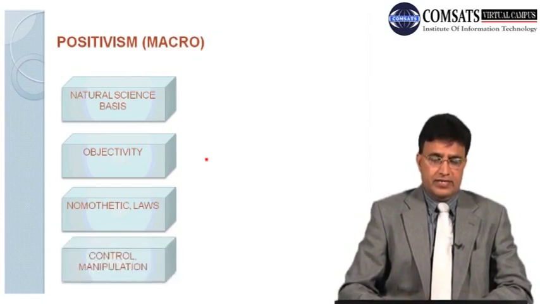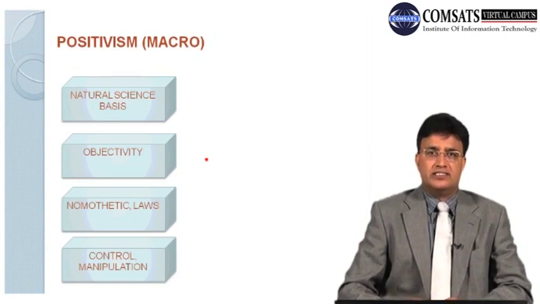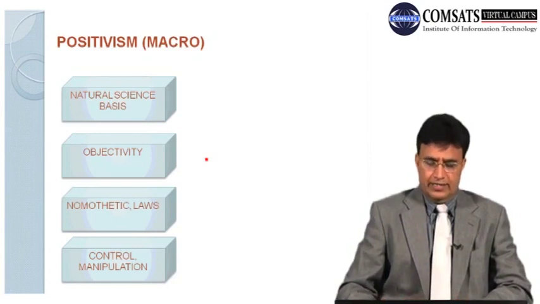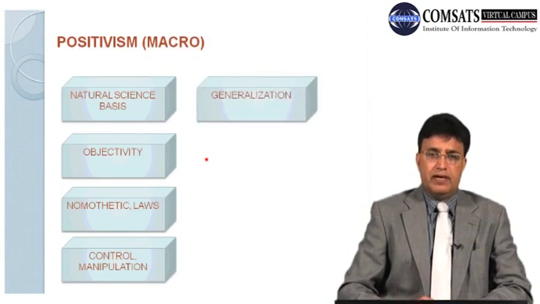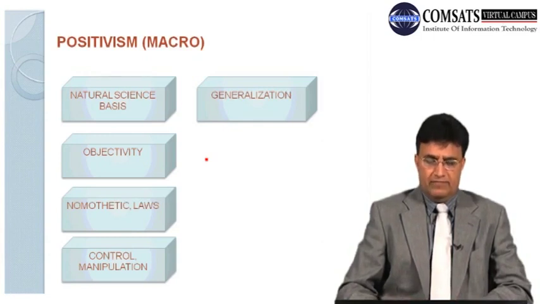Another characteristic of positivism is that it is controlled, and there is a controlled manipulation, that it is controlled by the researcher under certain conditions. It is not open-ended, it is closed, and its purpose is to generalize, to study a number of events, find some patterns in them, and then generalize it. So generalization is another key feature of positivism.